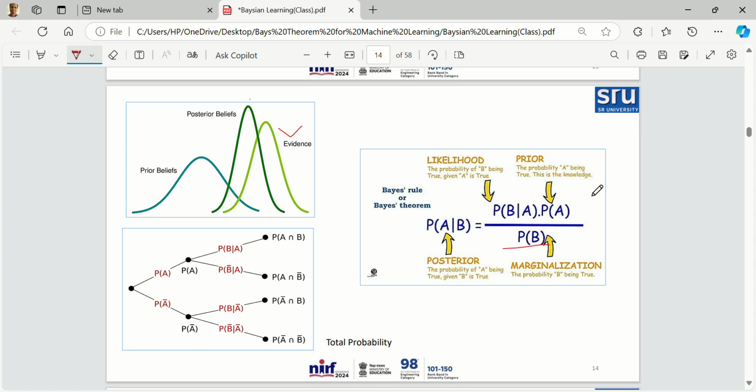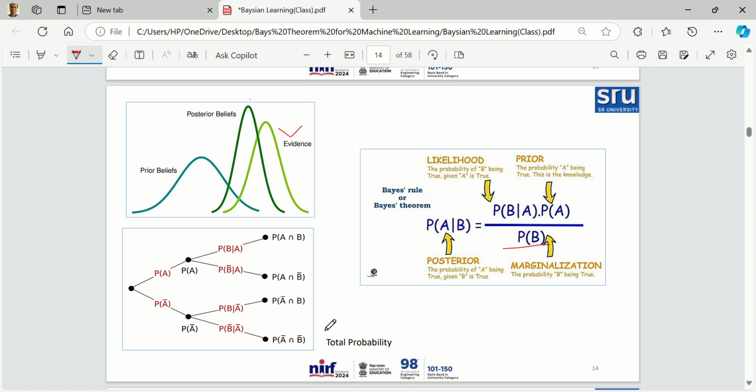Prior probability is the probability of A being true; this is the knowledge you already have, the fever, suppose. Probability of B is the marginalization, or the evidence for the particular fever. So if multiple evidences are there, three evidences, three symptoms are there for the fever.